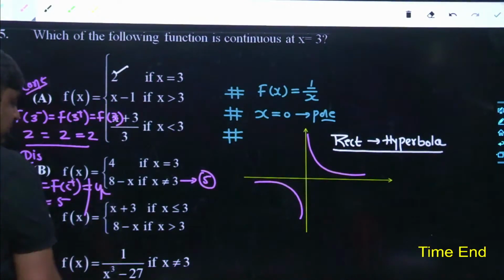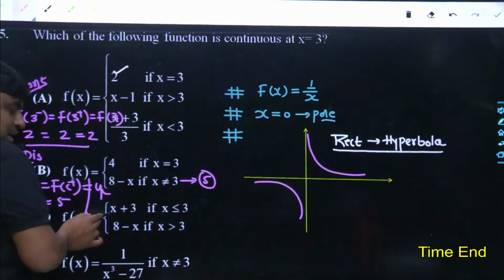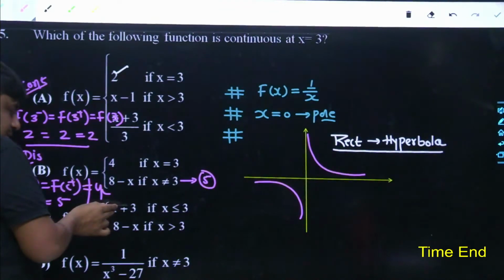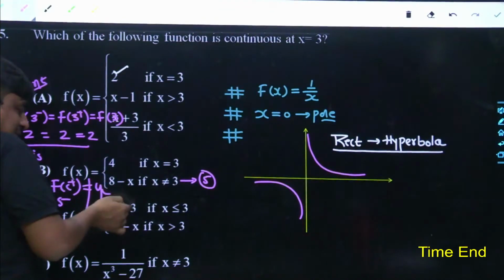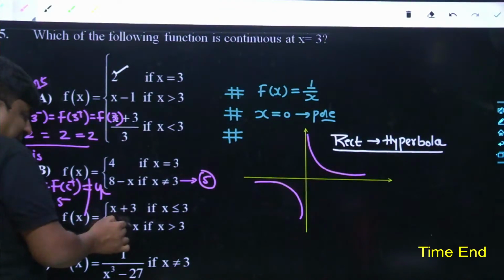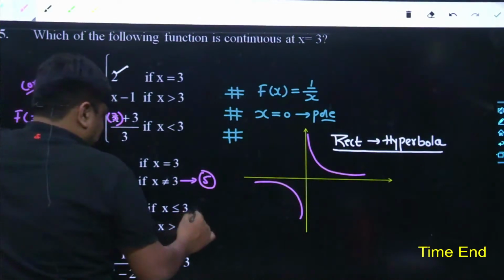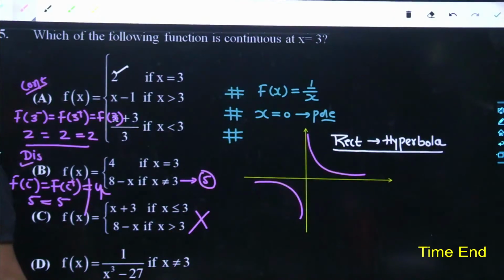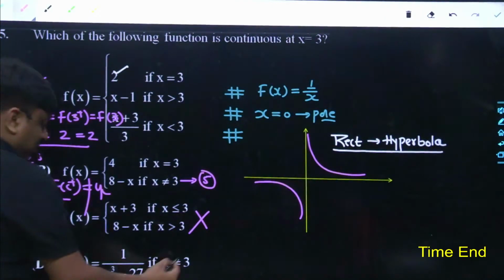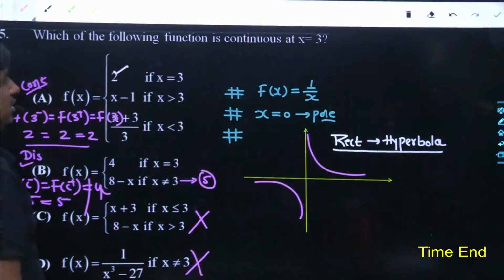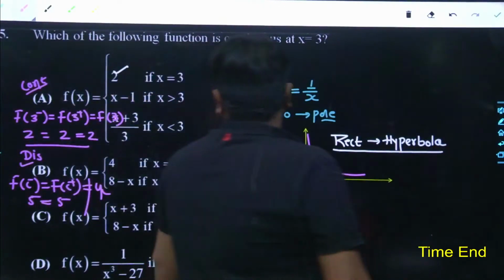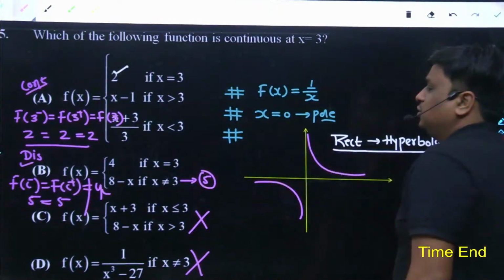Let me take the reference of this as well. Now 3 again, we'll be feeding 3. 3 plus 3 is 6. Yes. And similarly 3 plus 3, that is 6, and once you feed x equals 3, that becomes 8 minus 3, which is 5. So obviously this is also discontinuous. This is also discontinuous, and at x equals 3, this would also be discontinuous. Which one of the following functions is continuous at x equals 3?